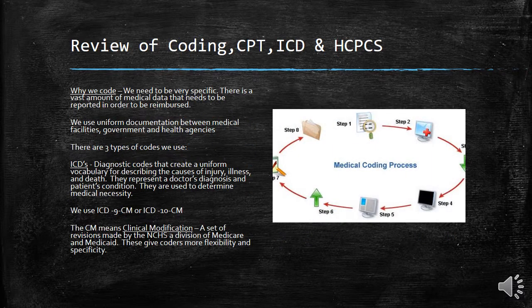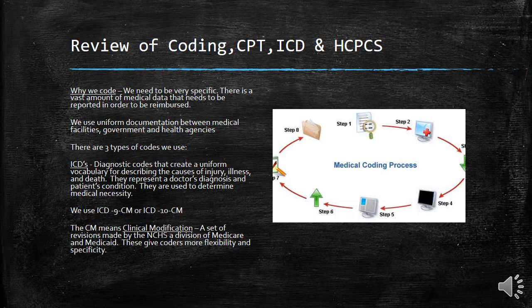Review of coding: CPT, ICD, and HCPCS. Why we code: we need to be very specific. There is a vast amount of medical data that needs to be reported in order to be reimbursed. We use uniform documentation between medical facilities, government, and health agencies. There are 3 types of code we use.